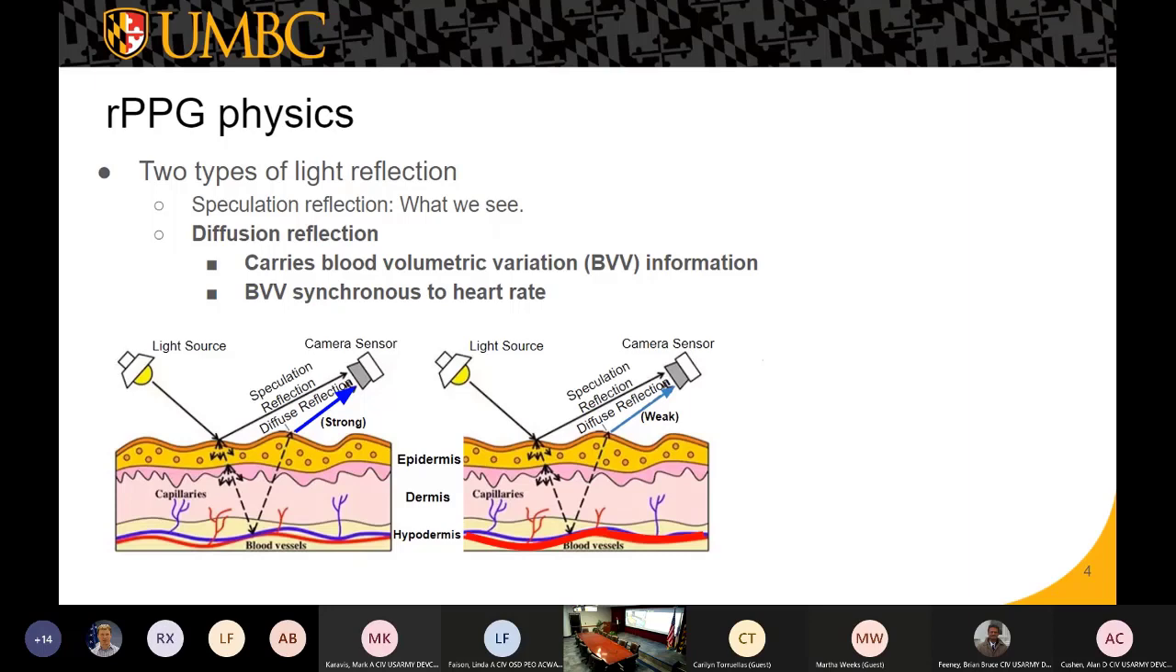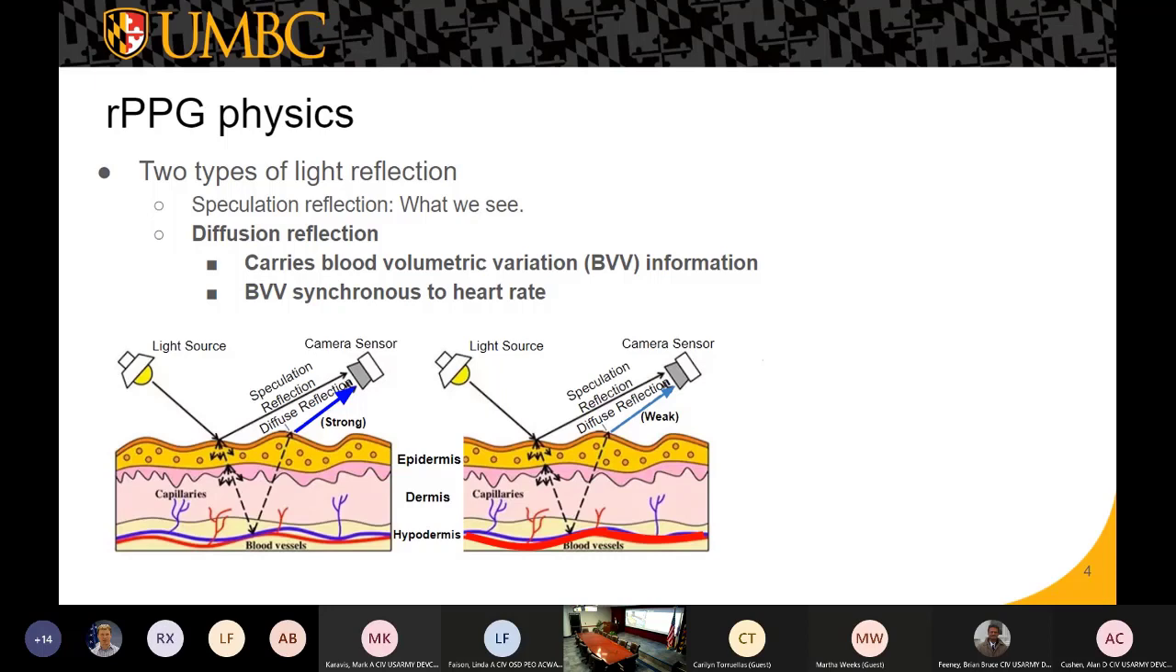Firstly, the PPG, the remote RPPG physics. What happens when the camera captures our face? The fundamental idea is that there are two types of light reflecting from our skin. The first one is the specular signal. That is the everyday signal, like you can watch me, I'm watching you. So we just see what's going on. And the other is the diffusion signal. That's our signal of interest.